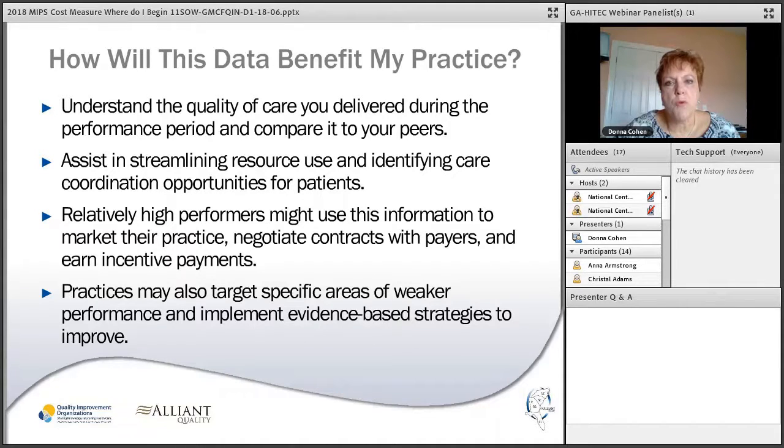So if you're a very high performer compared to your peers, then this certainly would be a marketing strategy for you to negotiate higher reimbursement rates for some of the procedures that you do in your office. It also can target weak areas. You may identify some low performers and some areas of opportunity for you to work on in terms of quality and cost of some of these providers.